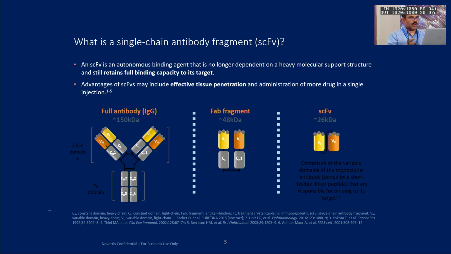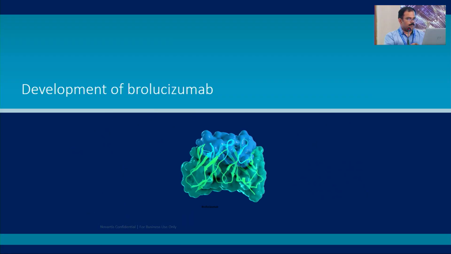So we should go into the newer pharmacology. What is a single chain antibody fragment? That's an autonomous binding agent that is no longer dependent on heavy chains, Fc chains or light chains. That is not required. And so they are very, very small molecules which can penetrate easily, and their molar concentrations are quite high. So that is a single chain antibody fragment as opposed to a complete antibody which we have been using so far.